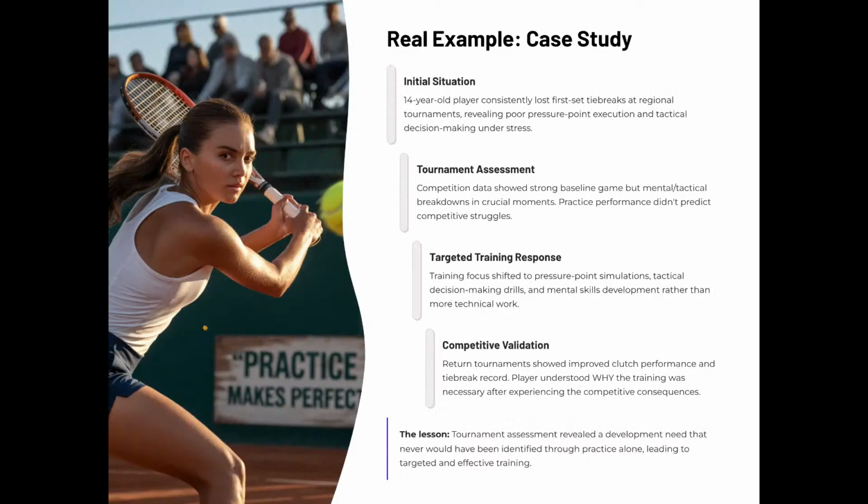Real case study. I have to dig deep when I come up with this stuff. A 14-year-old player consistently lost first set tiebreaks at regional tournaments. They couldn't handle the pressure of it. They were good, but under pressure they were making bad decisions, right? Tournament assessment: competition data showed a strong baseline game, but the mental and tactical elements broke down in crucial moments. Practice performance didn't predict competitive struggles.